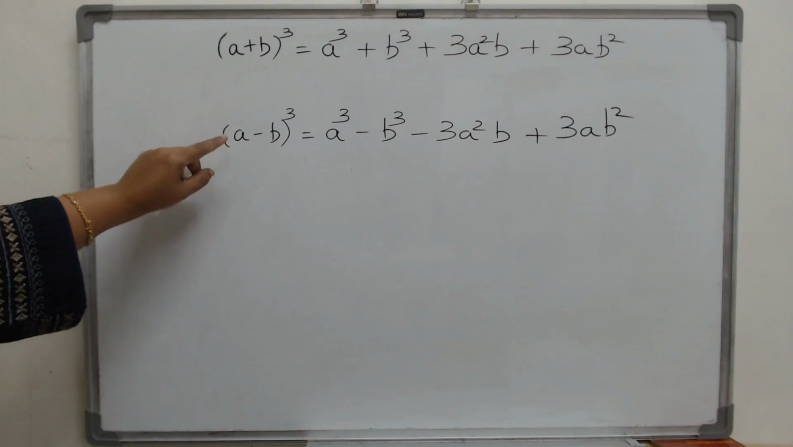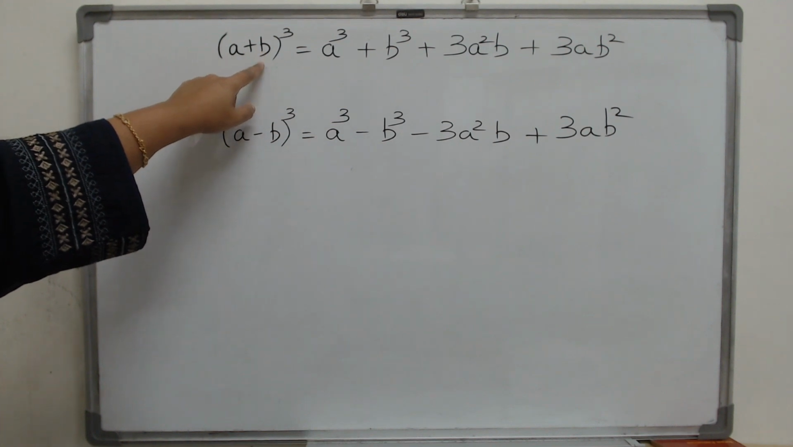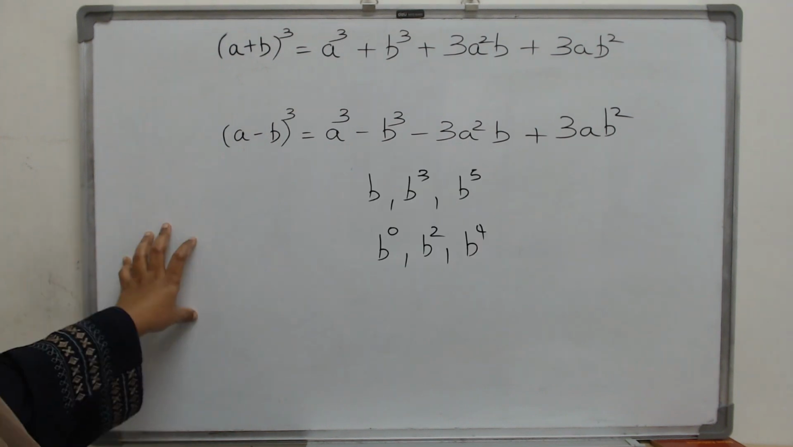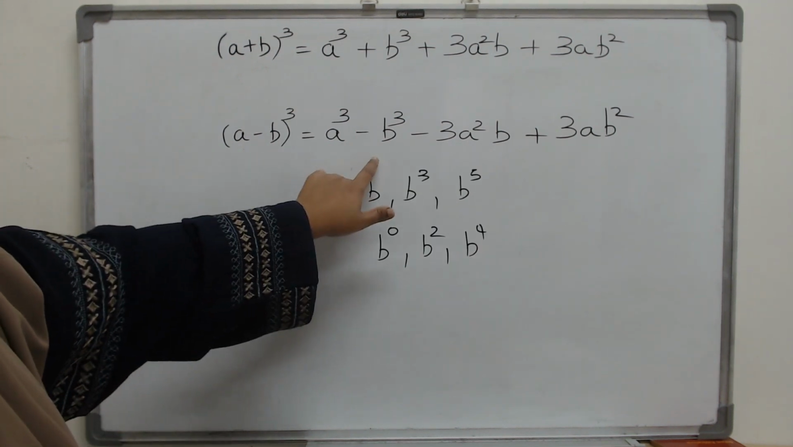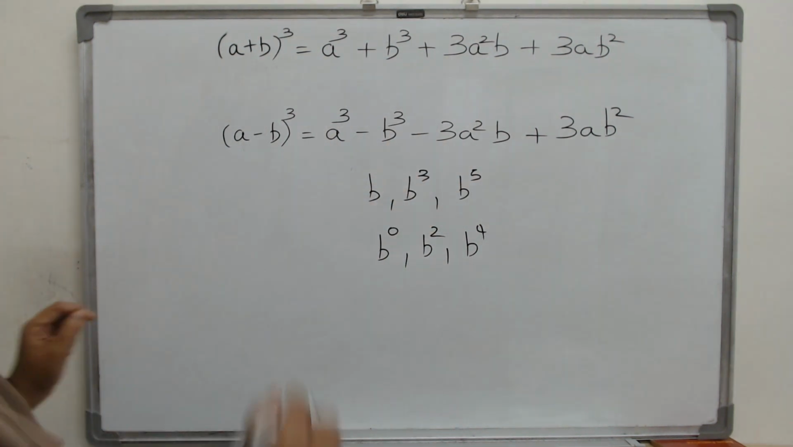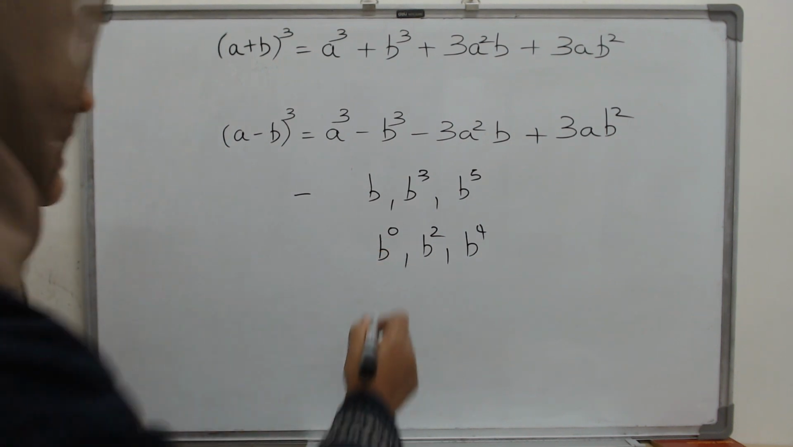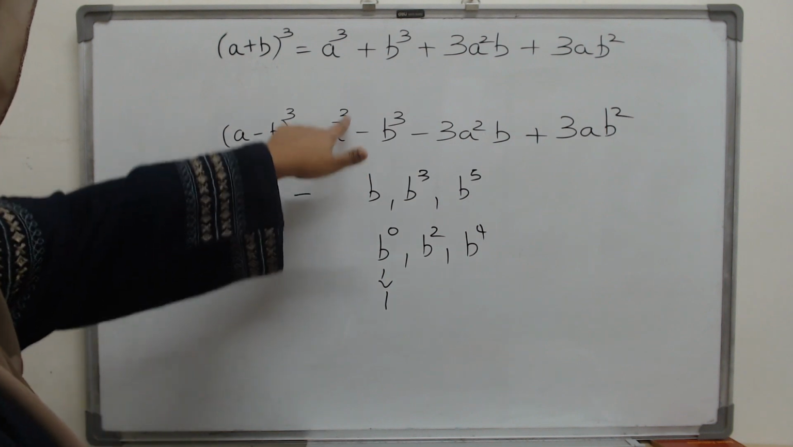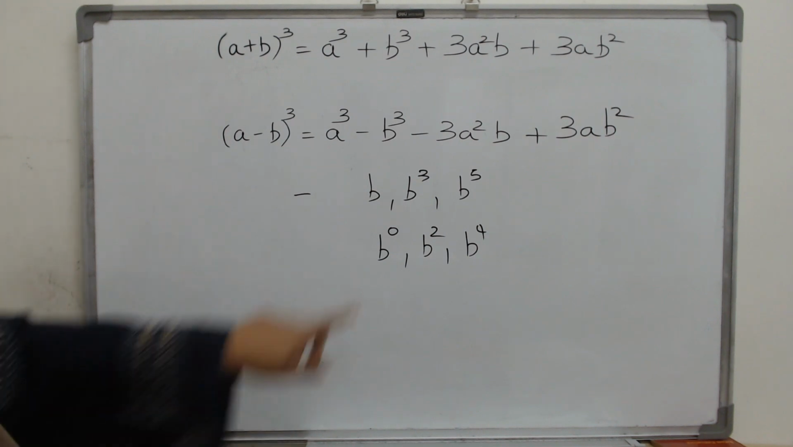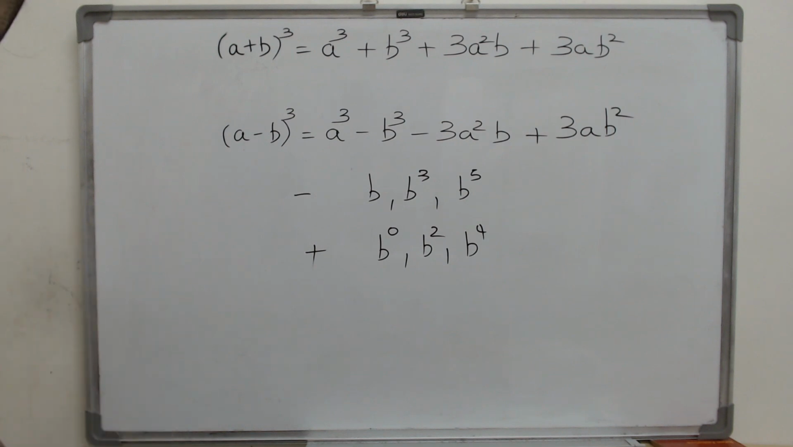Now look at the second identity. What change do you see here? What was plus here, the positive b, has become the negative b. Then where all will you see the changes? Wherever your b has an odd exponent, 1, 3, 5, in all those places you will see a negative sign. Wherever it is even, b raised to 0, by the way, b raised to 0 is just 1. It is here, you just don't see it. Here it is b raised to 0. So wherever your b has an even exponent, you will see a positive sign here. That is the difference between them.